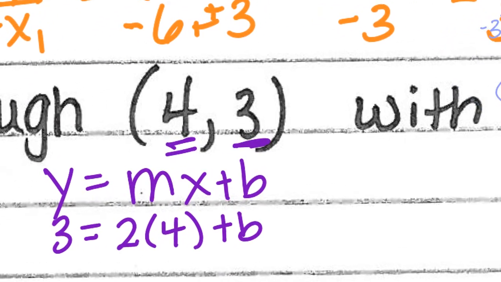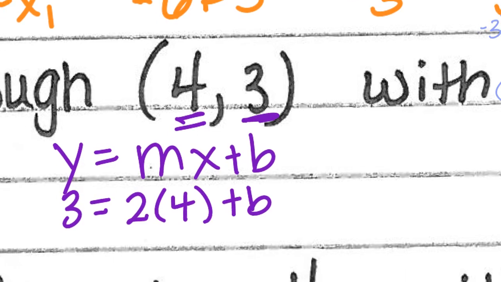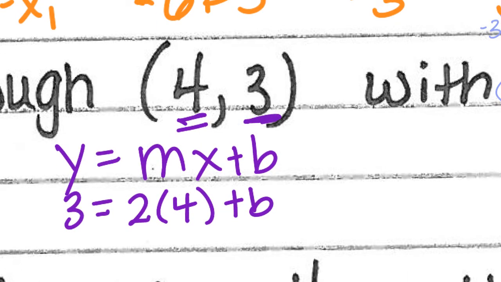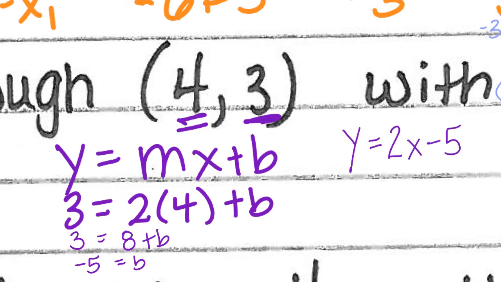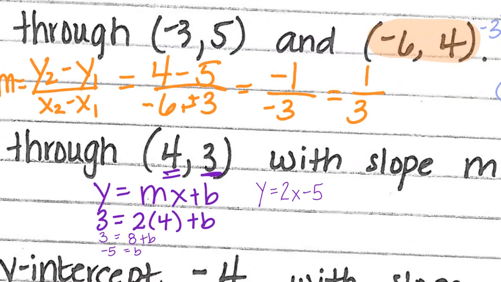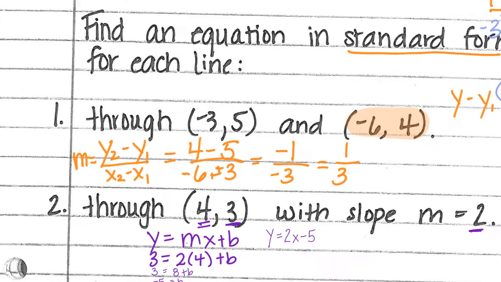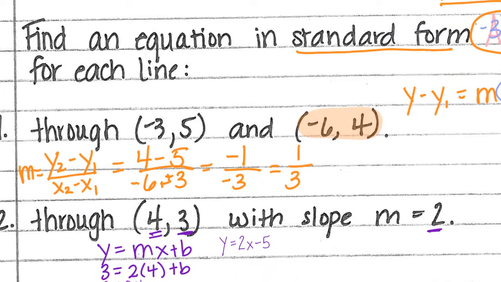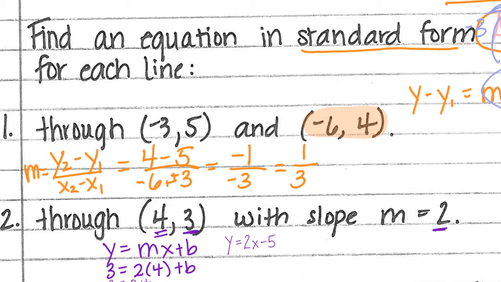So I'm going to blow this guy up. I am now solving only for b. In this case, I know this is 3 equals 8 plus b. So b, when I subtract the 8 over, is equal to negative 5. Is that my answer? No. My answer, we have to plug it back in, y equals 2x minus 5. But we have a problem, because remember, they asked us for it in standard form. Well, standard form is not this form.